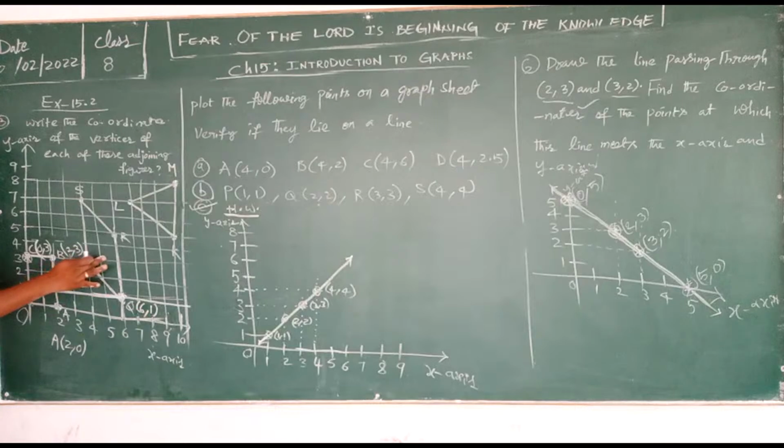Similarly, what is my P? P point, can anyone tell? This is our P point. Let's check what X is. When you come down, you find 4, so write 4. And when you come to this side, the left corner side, you will observe 3. So 4 comma 3. So P point is 4 comma 3. Q point is 6 comma 1.